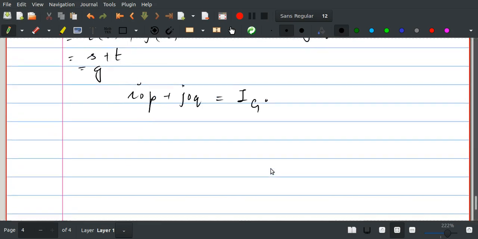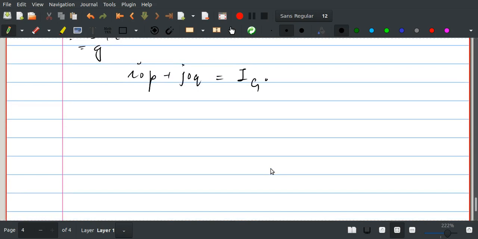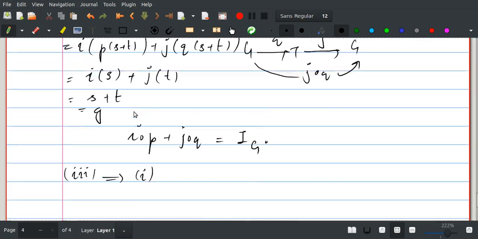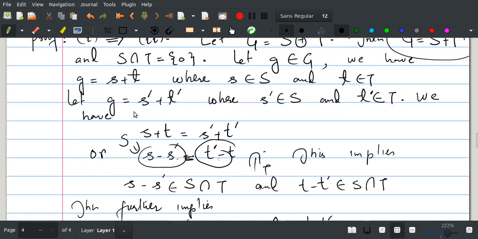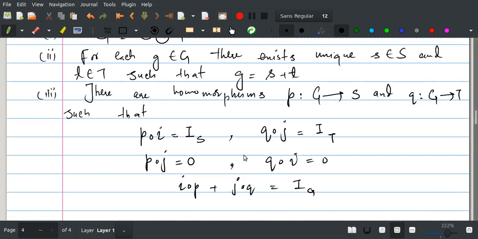Finally, we have to prove third implies first. So we have to assume that these conditions are satisfied.